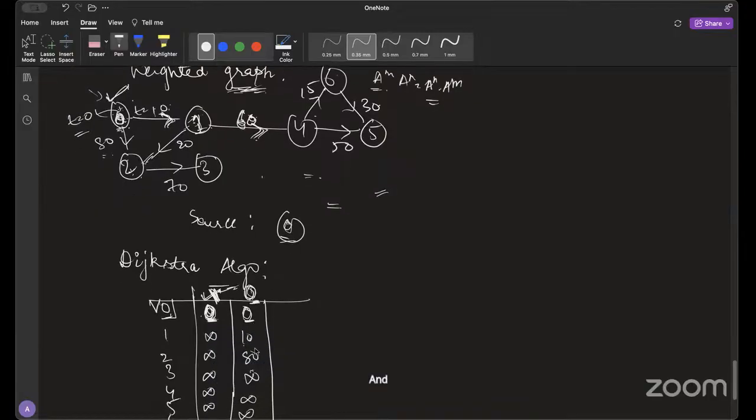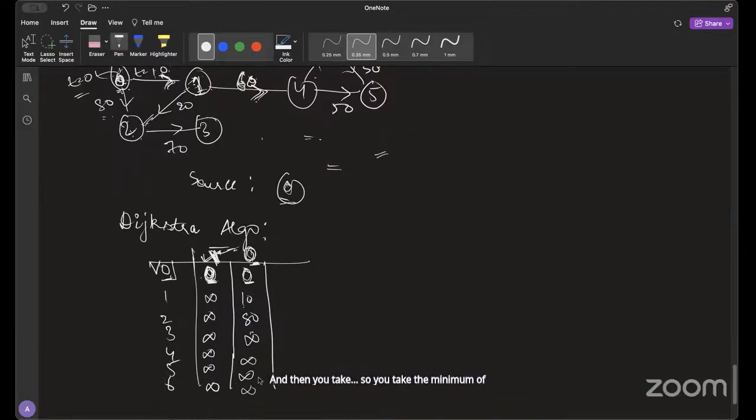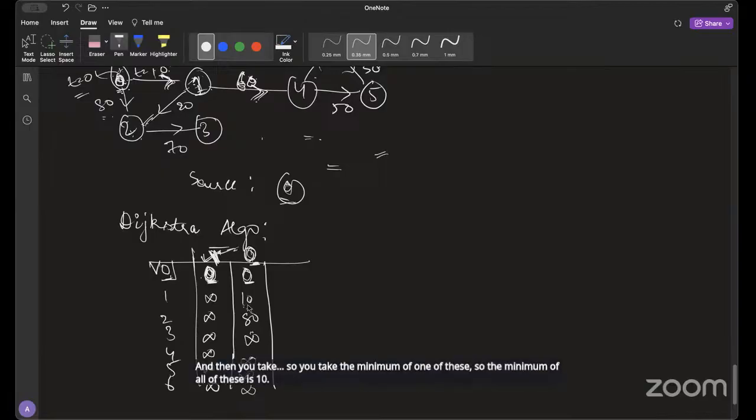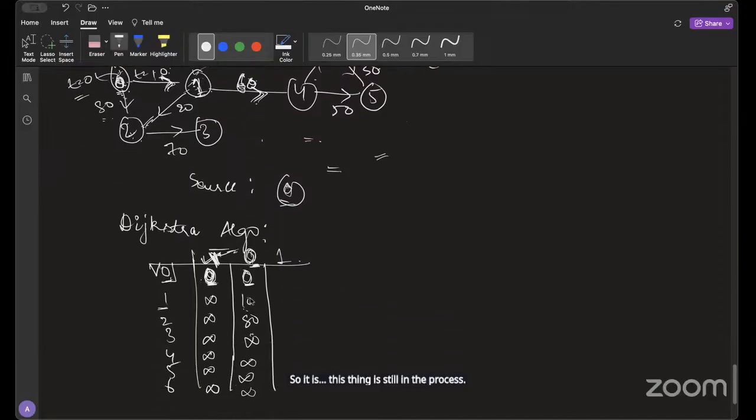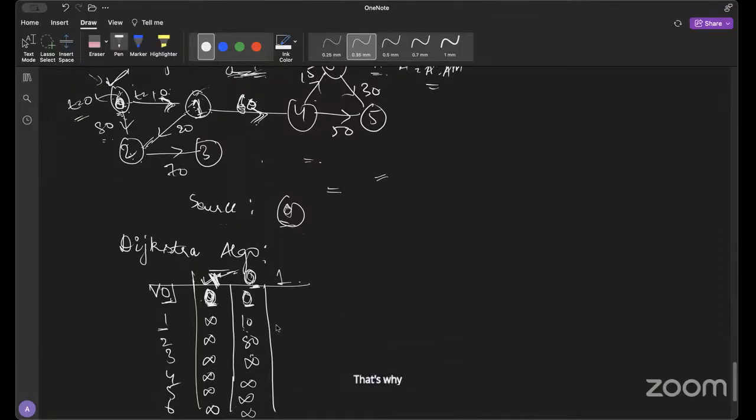And then you take the minimum of all of these. So the minimum of all of these is 10. So you mark this vertex V1 and then you put it here. So we'll go to 1 first. Why are we taking this one first? Because this will get burnt first and the fire will start going from here in every direction. While this is burned, this other one is still in the process. The fire has only reached till this point or something. Is this part clear? That's why we take the minimum here.